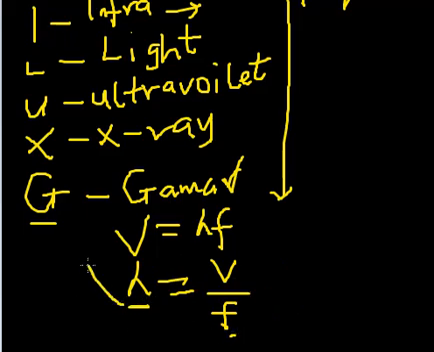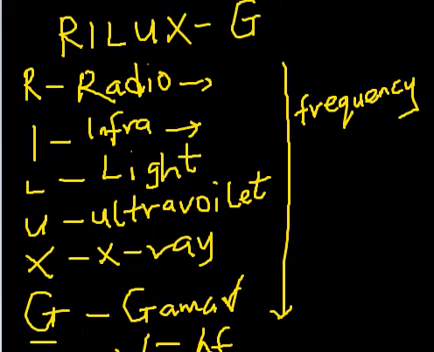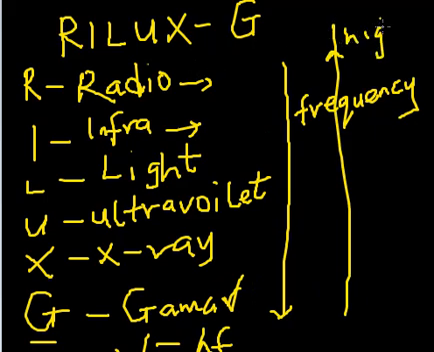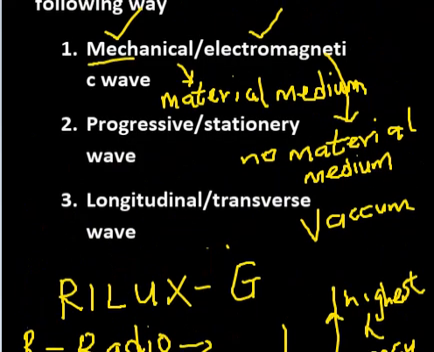That simply means that when velocity is constant and frequency is increasing, wavelength is reducing. So if frequency is increasing this way, wavelength increases this way. So radio has the highest wavelength. Highest lambda, highest wavelength. I hope that is well understood.